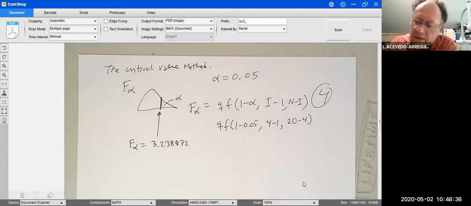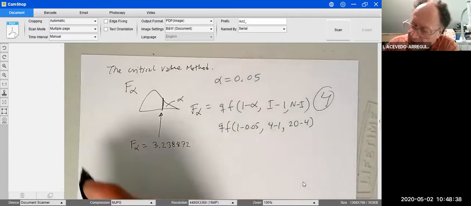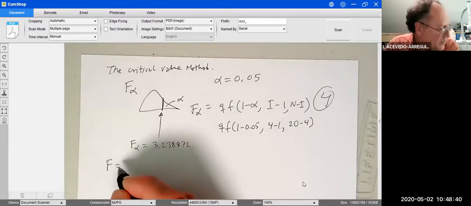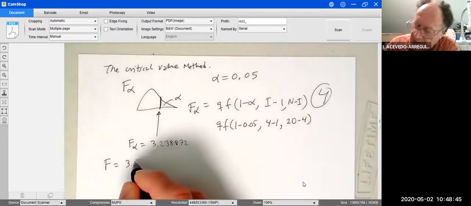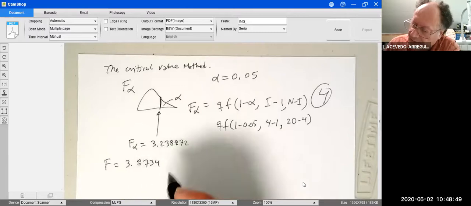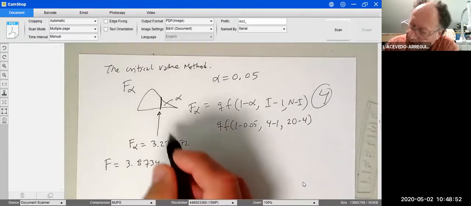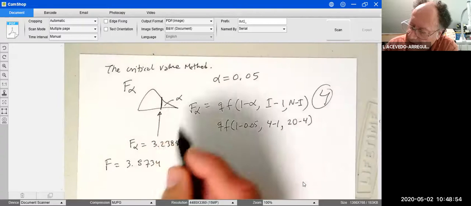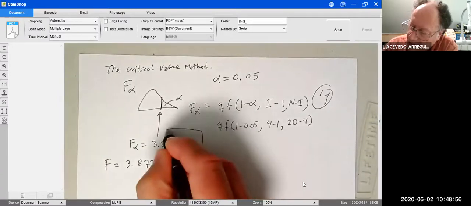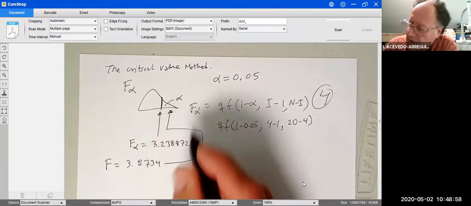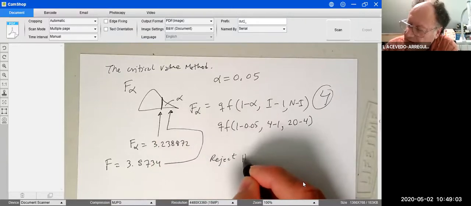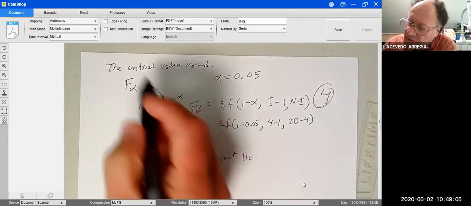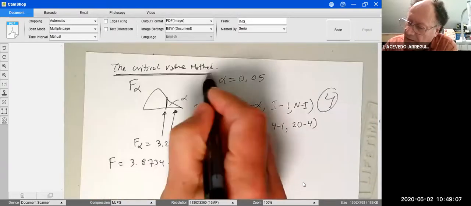The value that we have for F that we found in the previous step, just by reading the summary table from R, is 3.8734. So that value goes where? Goes to the left or to the right of this critical value? It's going to go to the right. So it's going to be in the region that rejects the null. So we're going to reject the null. So that's the conclusion by using the critical value method.